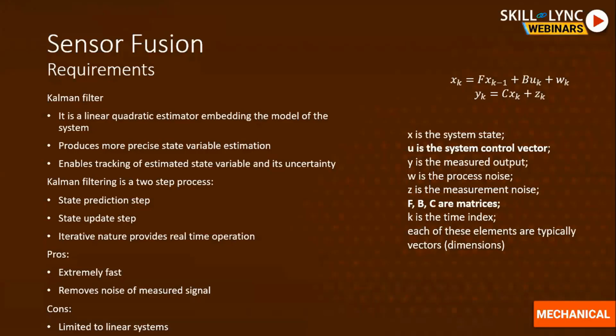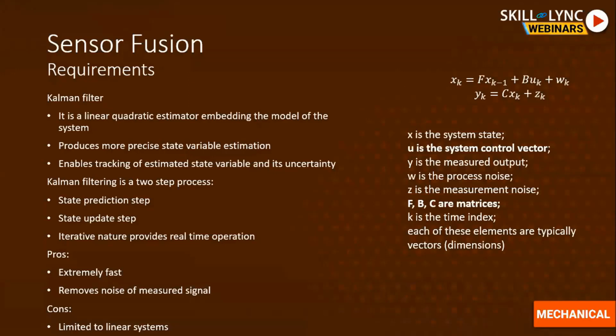Apertures, if I didn't mention before, are the lenses or the antennas that are used for sensing by lidars and cameras, etc. The F, B, and C matrices mentioned in the above equation define the state of the system and the input parameters. So the Kalman filtering primarily does precise state variable estimation, and it enables tracking of the estimated state variable and its uncertainty.